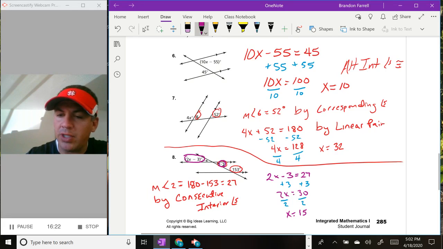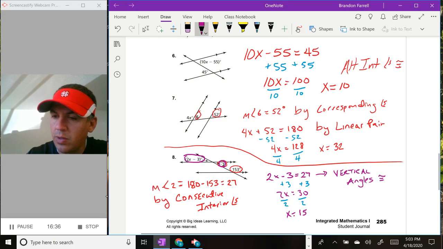We probably should say this relationship is because those angles are vertical. Again, just reinforcing the concept of what you know of the angle pairs. Vertical angles congruent. And that takes us to the end of our 4.2 extra practice.